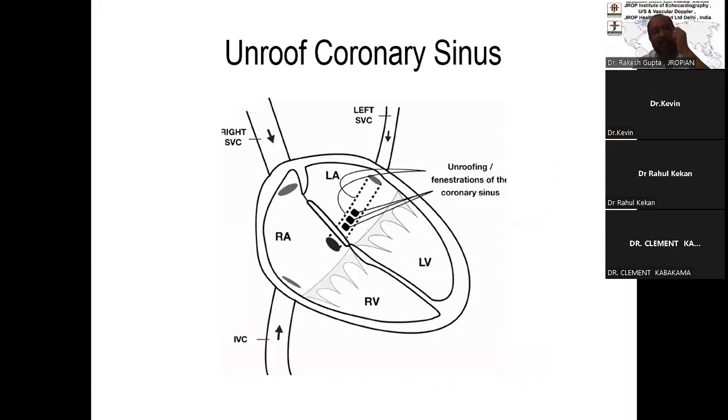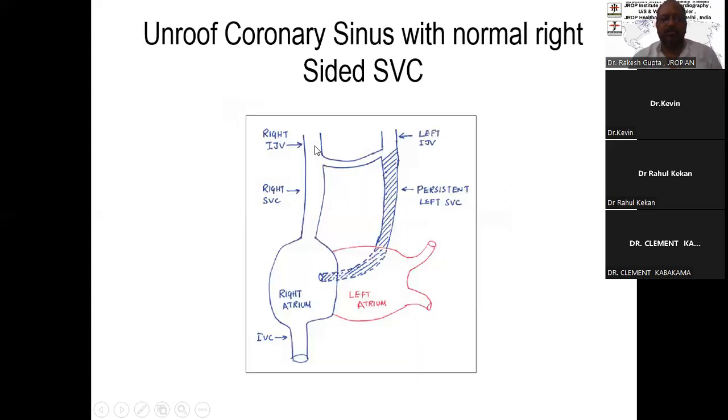Now, this is one variety of unroofed coronary sinus. I'll just do a quick pass. When the persistent left-sided SVC comes and drains directly to the RA, before draining it has multiple fenestrated roofs. So if you inject contrast saline in the left arm, it opacifies the left atrium first, and then the right atrium, which is known as unroofed coronary sinus.